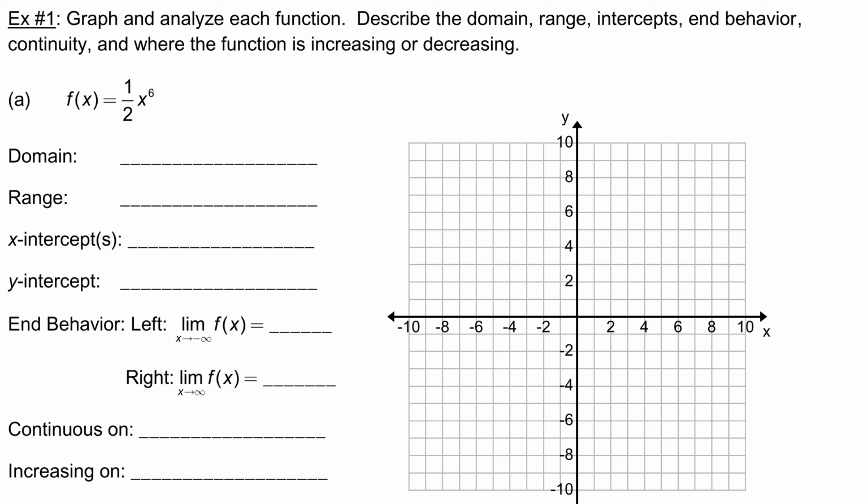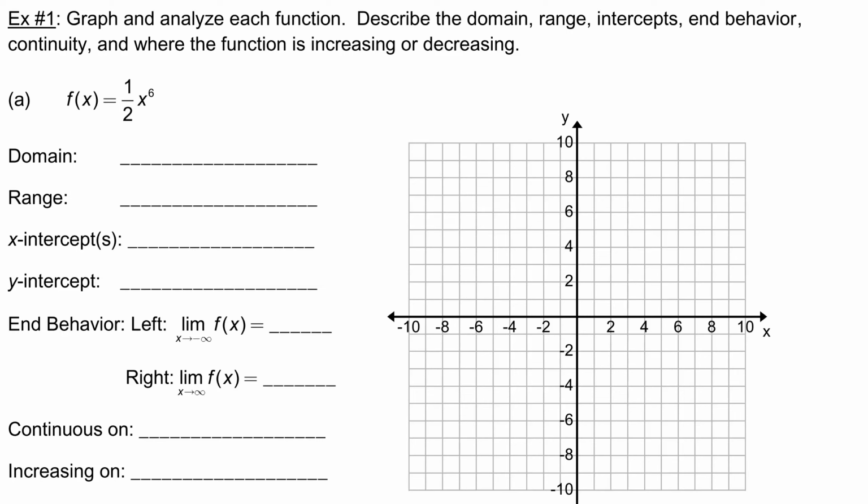Okay, so example 1. This is a lot of work. So there's a lot of stuff to do. We have to graph and analyze each function, right? So we have to talk about the domain, the range, the intercepts, end behavior, continuity, where it's increasing or decreasing, aka huge review of chapter 1. So do we know what this is going to look like? On the count of 3, we're going to use our hands. 1, 2, 3.